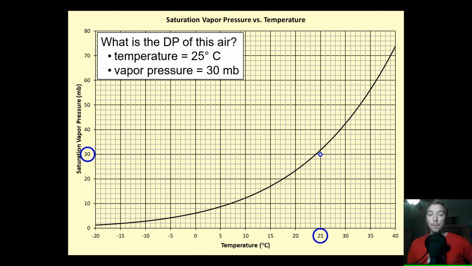Now, if the temperature was 25 and our vapor pressure was 30, it's still going to be 24 degrees Celsius. That dew point doesn't fluctuate with air temperature, it fluctuates with vapor pressure.